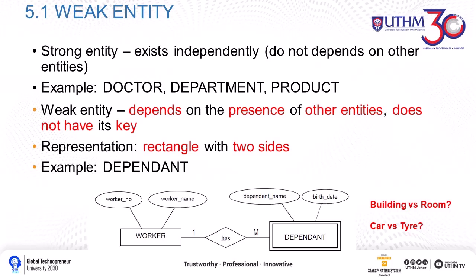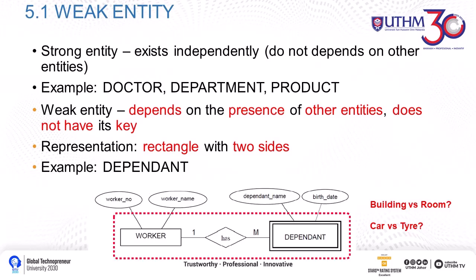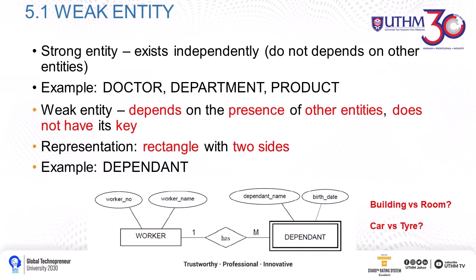Please bear in mind that a weak entity does not have its key. The symbol for a weak entity is a rectangle with two sides. An example of a weak entity is dependent, which depends on the existence of the worker entity. Can you think of another weak entity?